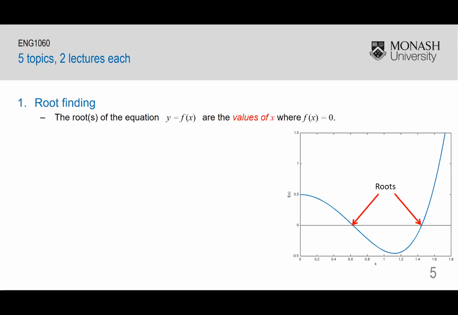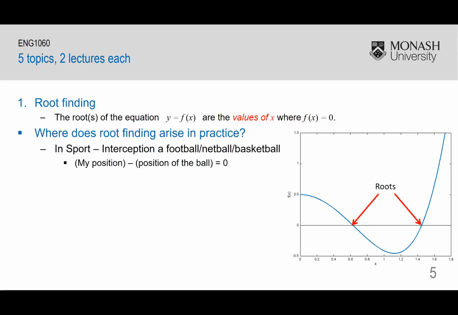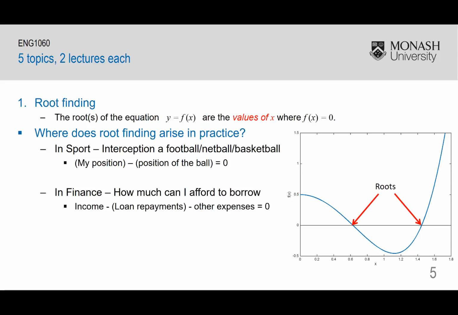So where's root finding practical? Why would we be interested in doing this? Well, it arises all over the place. For example, in sport, intercepting a football or a netball or a basketball can be framed as a root finding problem. So my position minus the position of the ball is equal to 0. In finance, how much can I afford to borrow? It means my income minus the loan repayments minus my other expenses is equal to 0. That will tell me how much money I can afford to borrow.